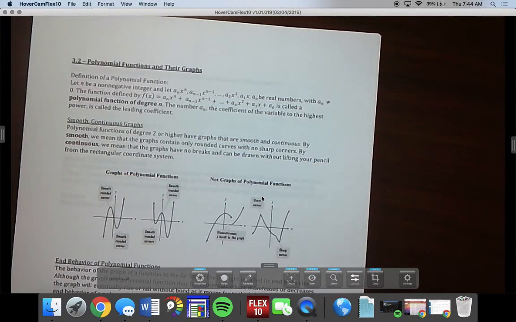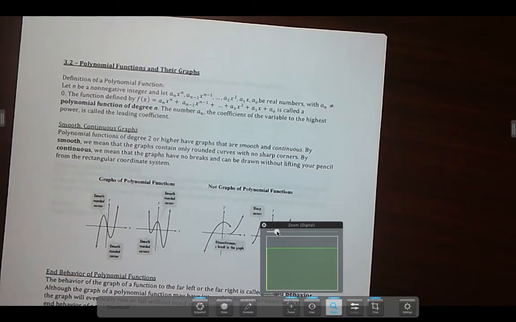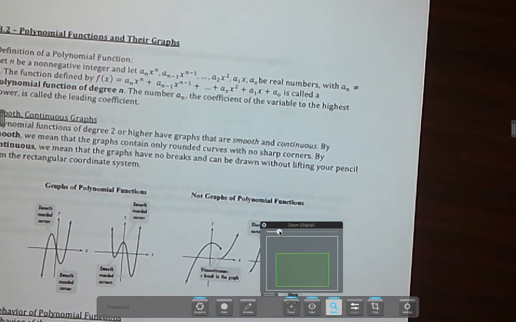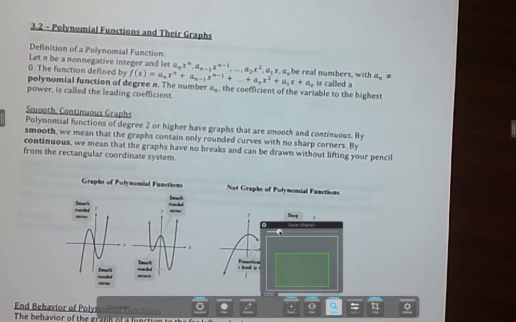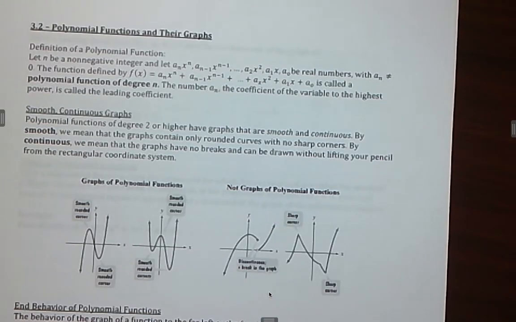Okay, so 3-2, we are looking at graphing polynomial functions. You looked at this last year. The thing about polynomial functions is that a parabola is an example of one. But now we're going to look at higher order, so higher degree. So we have our definition of a polynomial function.